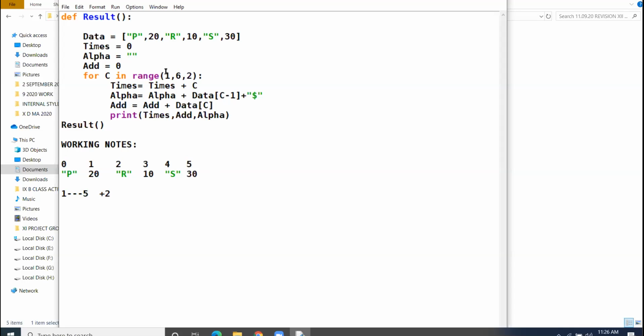This is the initial value. This is the maximum limit. In a for loop, you know, limit minus 1. Whatever the highest limit is, you go one step less. So we will be going up till 5, but we have to make a jump of 2. So after 1, we'll be having 3. After 3, we'll be having value 5. Am I clear?